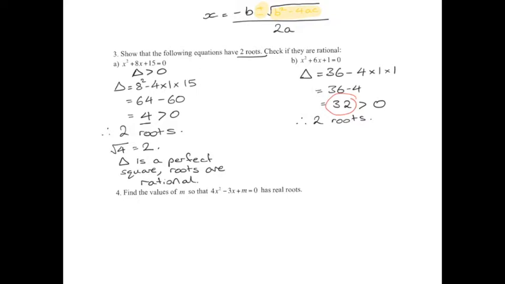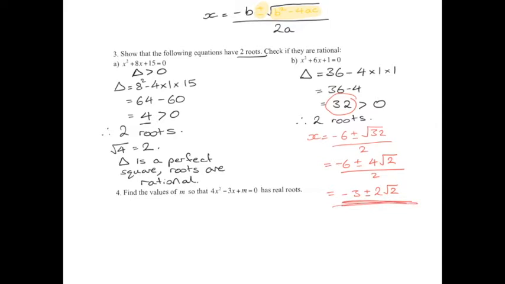Again, let me show you what that means. If I were to use the quadratic formula, I'd get negative 6 plus or minus root 32 over 2. And even if you simplify it, 32 is 16 times 2, so you get 4 root 2 over 2, which is negative 3 plus or minus 2 root 2. That's not rational because you got the root 2. Because 32 is not a perfect square, my final roots are not rational.